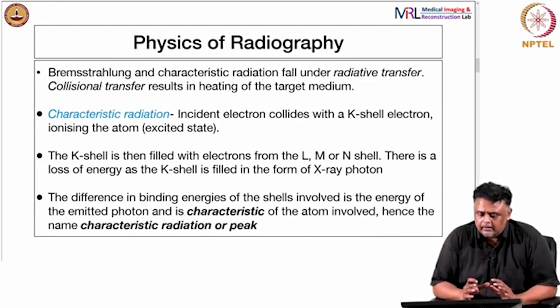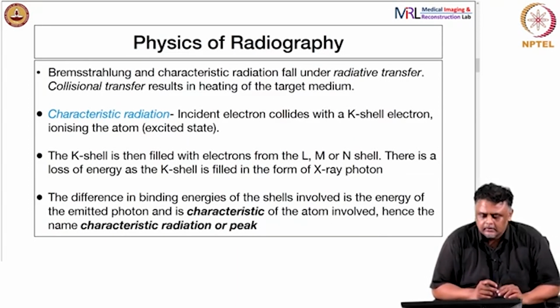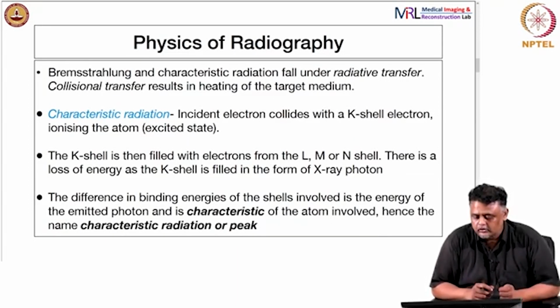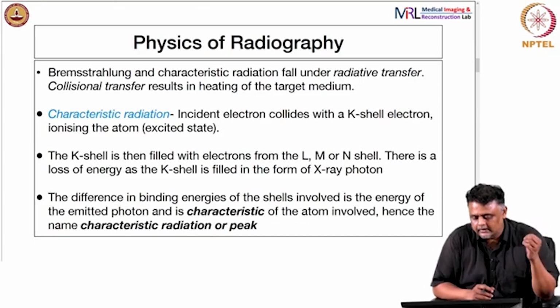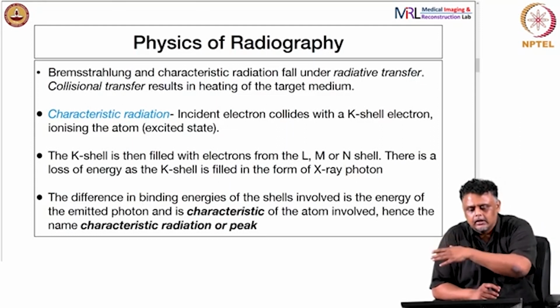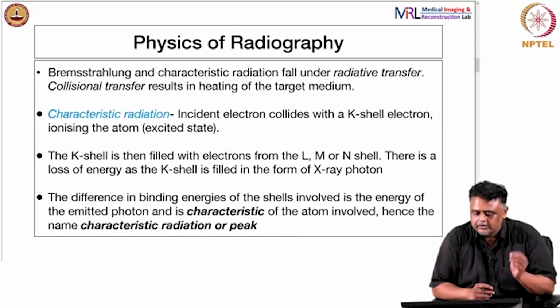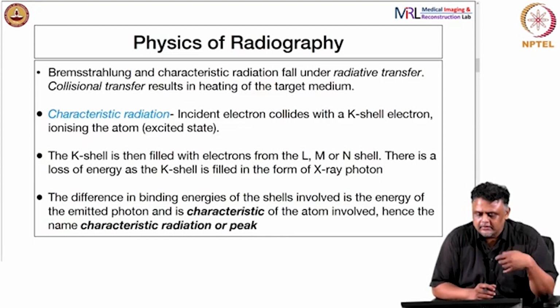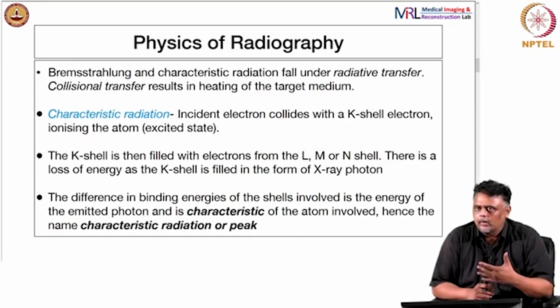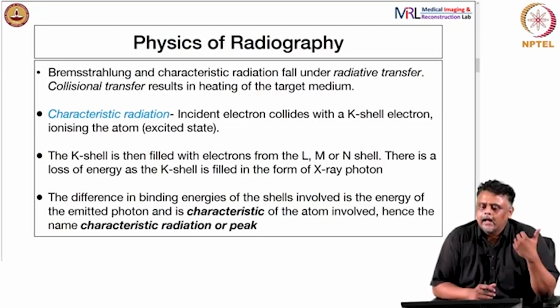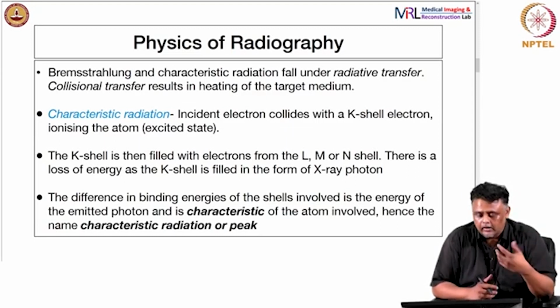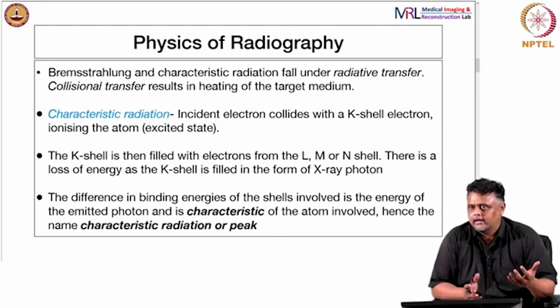So, both Bremsstrahlung and characteristic radiation fall under what is called radiative transfer. The other thing that occurs is collision transfer. We saw that X-rays are generated when electrons are accelerated across a potential difference to strike the target. Once that happens, the radiative transfer process leads to X-ray emission. In the other process, the electrons just collide and come to a halt or are absorbed by the material, and in that process a lot of heat is emitted. So, it basically goes away as heat.